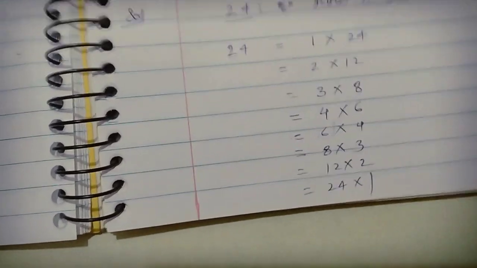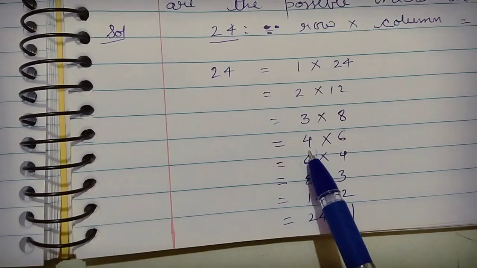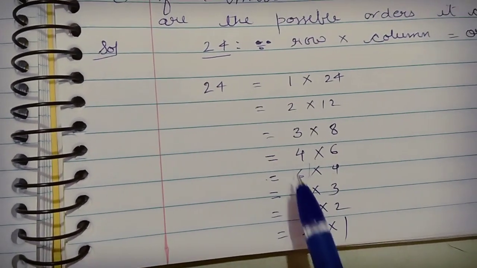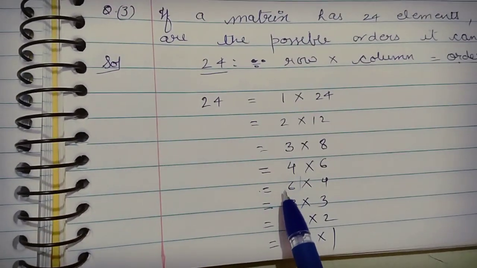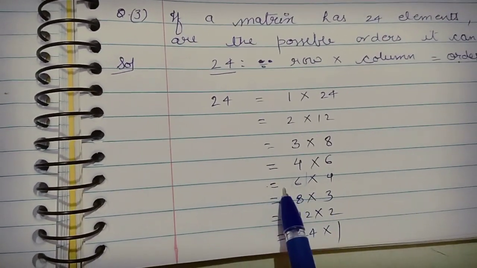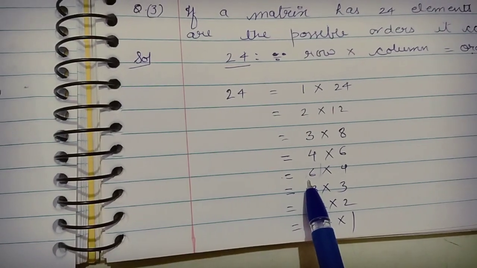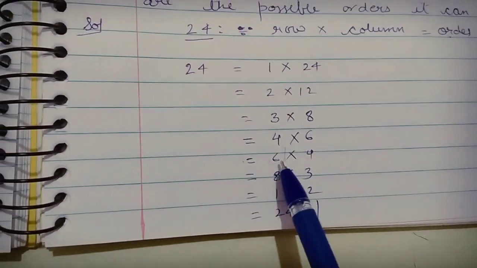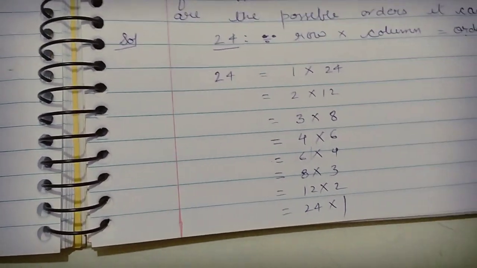That's why here the number of rows is not equal to 5. Neither the number of rows nor the number of columns is 5. 24 is also divisible by 6. 24 is not divisible by 7. That's why number of rows equal to 7 is not given as a possible term. Similarly, these are the possible orders. Thank you and have a nice day.